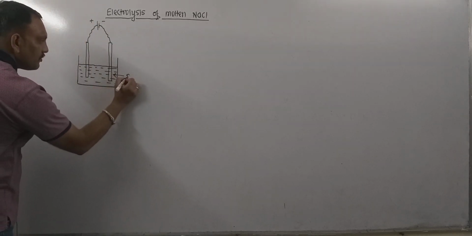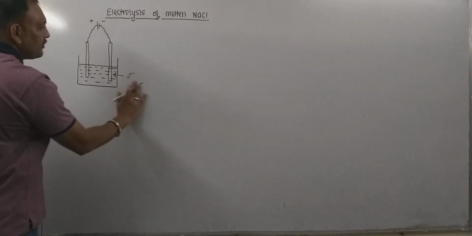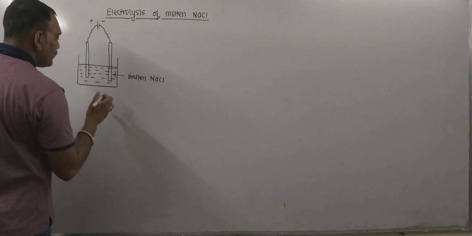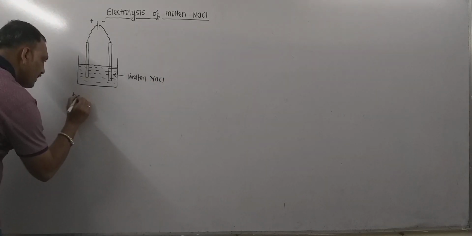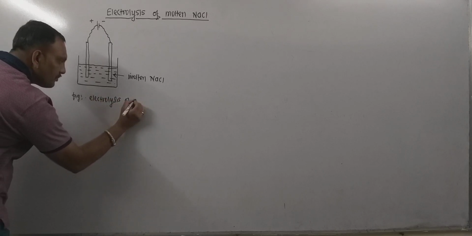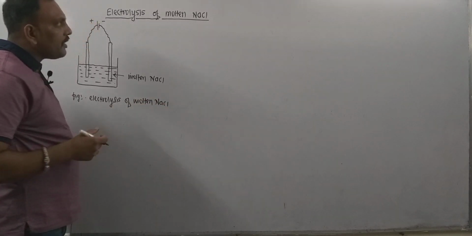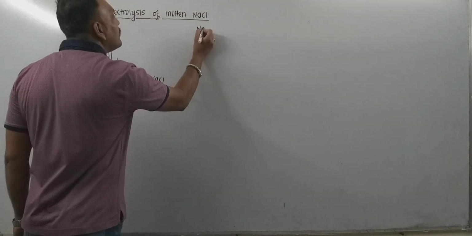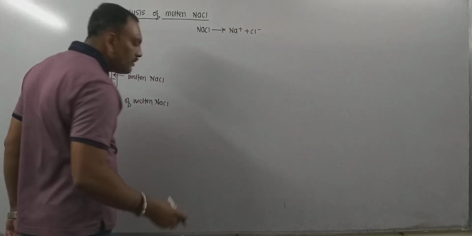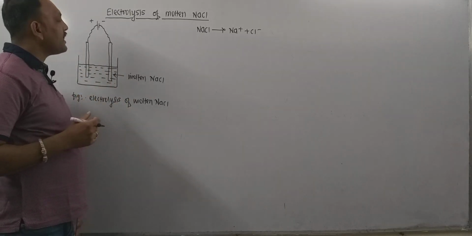Now this is a solution of NaCl, molten NaCl solution. This is the figure of electrolysis of molten NaCl. Now we know that in the molten state NaCl dissociates producing Na+ and Cl-. What it means? It means that our assembly consists of Na+ and Cl- ions.